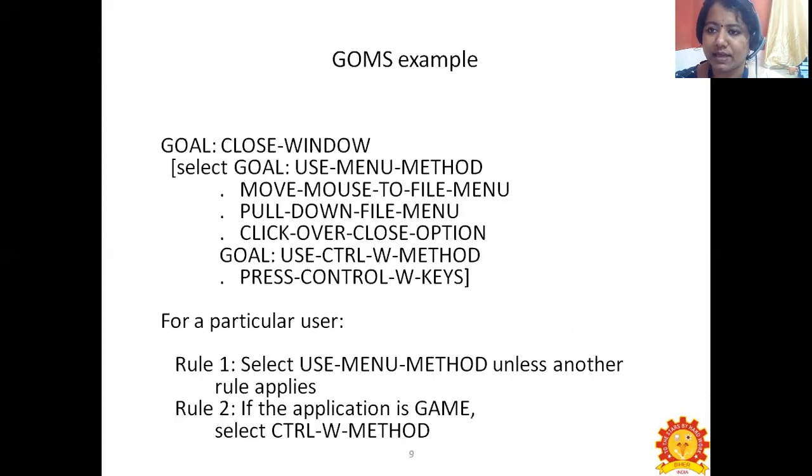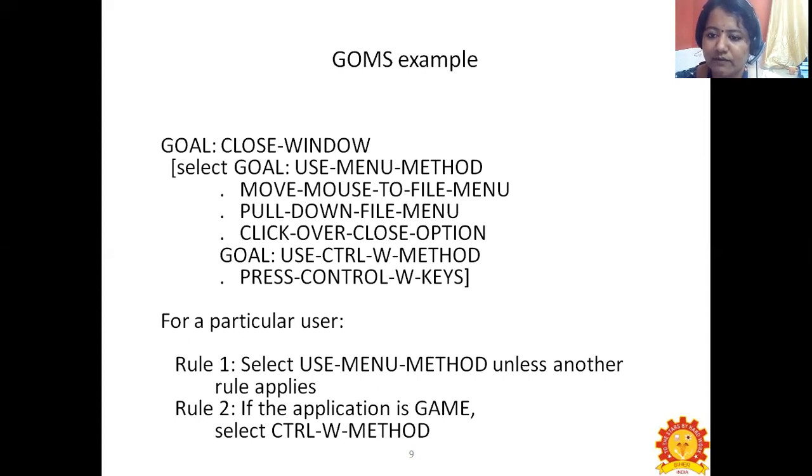Next, we are going to see the examples under goals. For the goal, here we are choosing the goal as close window. For that, we are going to use the menu method. Next, we are going to move the mouse to the file menu. Then we are going to pull down the file menu. After the pull down, we are going to click over the close option. So these are the steps for close window.